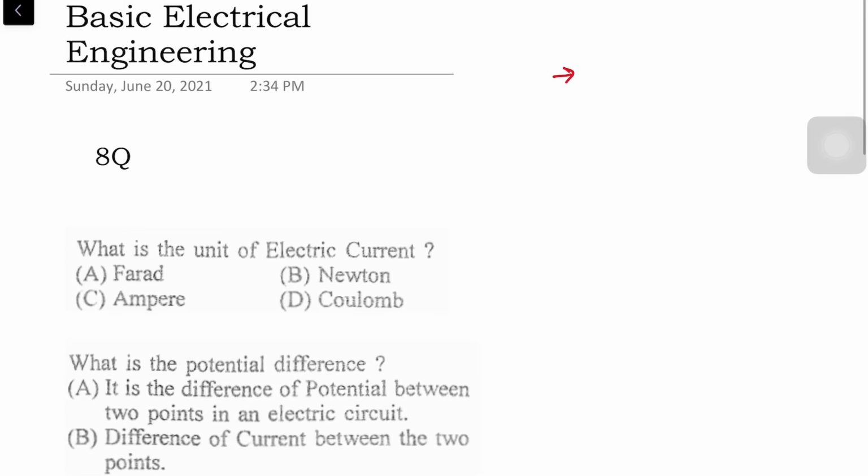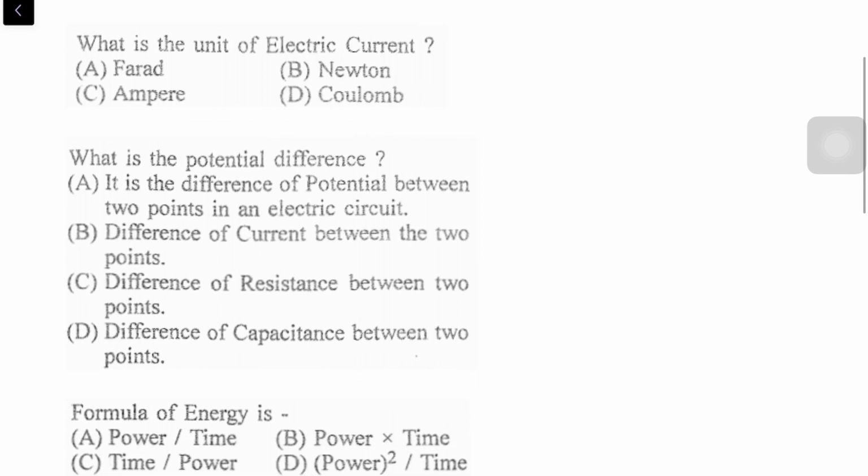Now we will discuss questions from the Rajasthan SSB JE Electrical Diploma Level question paper. We will be dealing with the first chapter, first topic, that is basic electrical engineering. The very basic questions are there. The nature of questions is very basic and very easy.